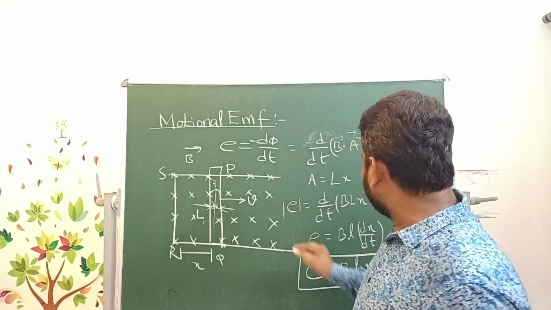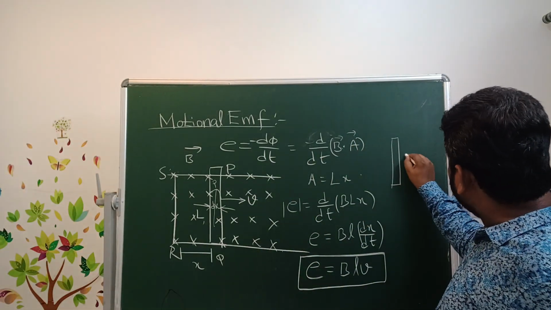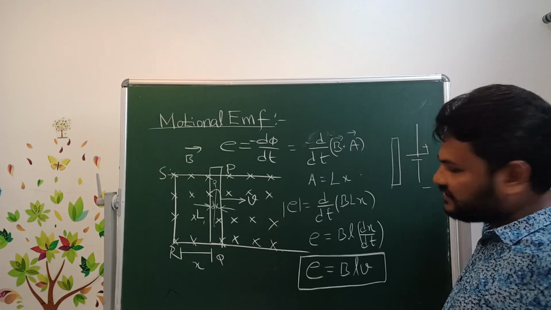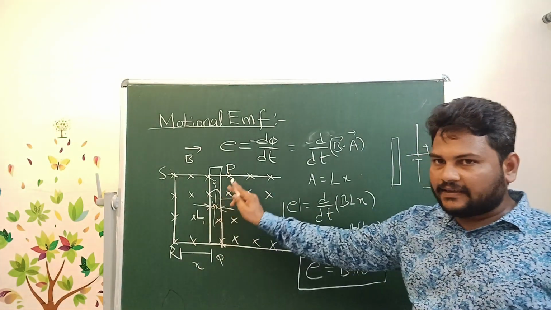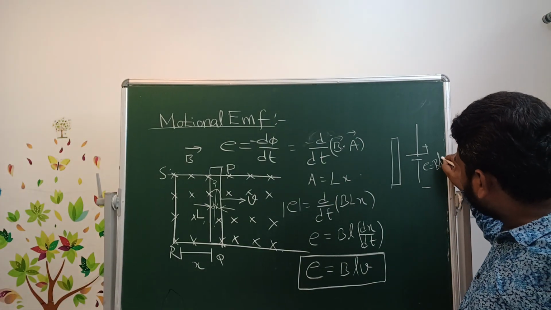Which means that if you replace the entire conductor with a cell having the positive terminal upwards, this is the positive terminal and this is the negative terminal, it acts as a cell having the EMF E equals BLV.